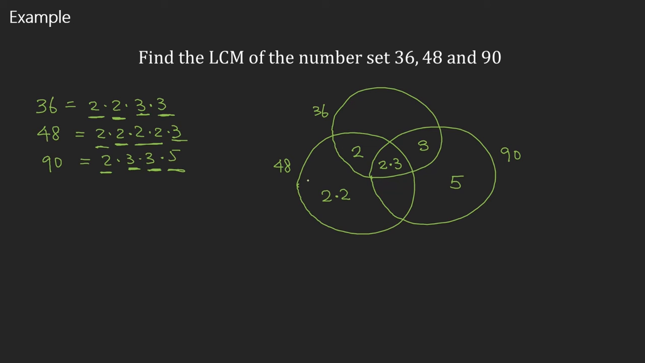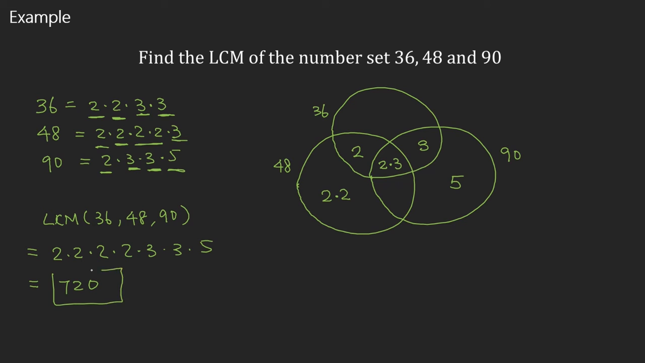Okay, so our LCM for these three numbers of 36, 48, and 90 is equal to the product of all the numbers in the Venn diagram. So that equals 2 times 2 times 2 times 2 times 3 times 3 times 5. And if you multiply all of them together, you will get 720. And this is the LCM for these three numbers.